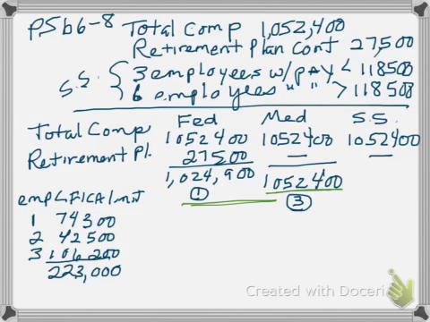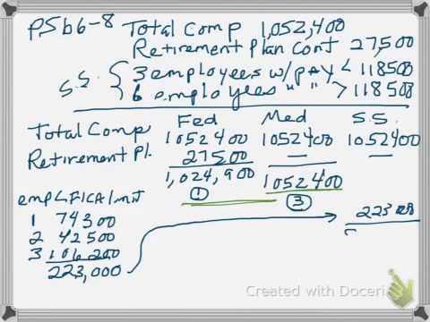So if I start with my $1,052,400 and I subtract the employees with the wages under the FICA limit, $223,000, I'm going to get a subtotal here of $829,400.